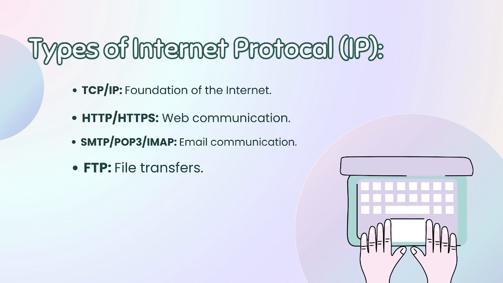Types of Internet protocols. Some of the Internet protocols are the following. Number 1, TCP/IP. This is the foundation of the Internet. Number 2, HTTP or HTTPS. This is web communication. Number 3, FTP. This is the protocol for file transfers. Number 4, SMTP or POP3 or IMAP. These are protocols used for email communication.